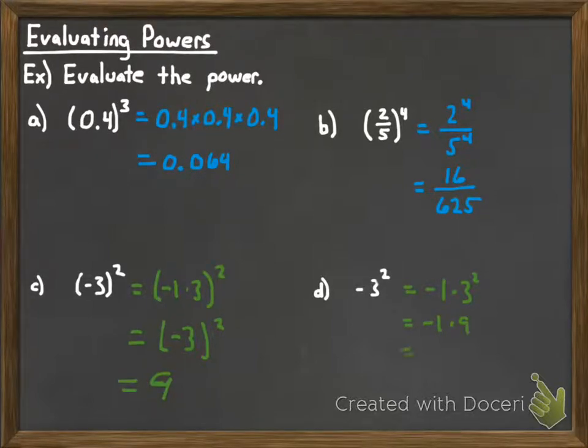And then we still have to do the multiplication, so we're going to get negative 9. All right, so very important whenever you involve powers that you pay attention to where the negative sign is, in parentheses or not in parentheses. It makes a big difference. And your calculator will mislead you with those examples in particular.